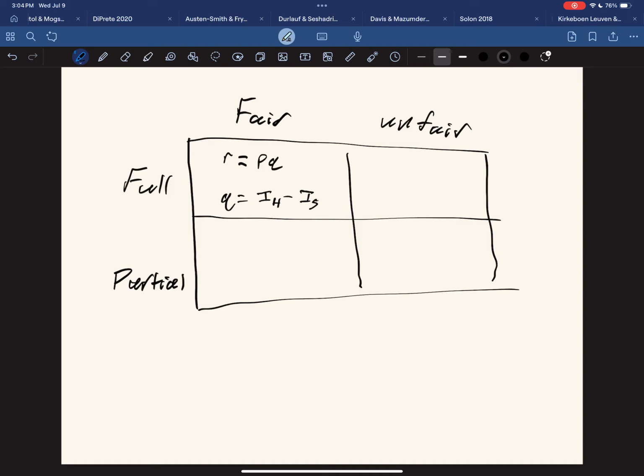Now, if I have a full unfair contract, it's full, so we still have that Q is equal to IH minus IS, right? So I earn the same amount of money in either state. However, the insurance premium is greater than the odds I get sick times the payout, right? So the insurance company is making some money off of this. Note that I may agree to an unfair contract, even if the insurance company is making some money in expectation and I'm losing some money.